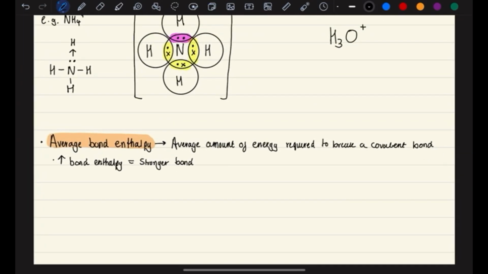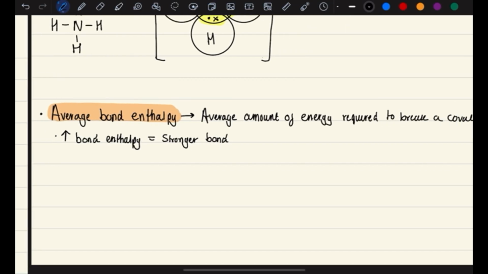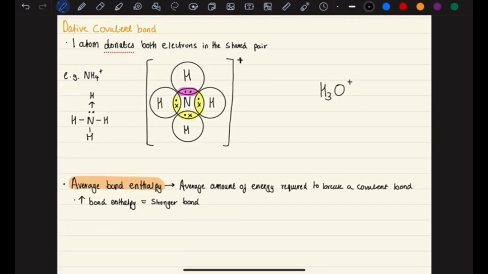And another term we just need to be aware of is the average bond enthalpy. So this is the average amount of energy required to break a covalent bond. And if we have a greater bond enthalpy, there's more energy required to break the bond. It must be a stronger bond. So that's just something that you need to be aware of as well. You will be able to see in questions, they normally will have a table, and on that table you have different bond enthalpies. So it might be a C-H bond or N-H bond, stuff like that. We are going to get into more of that in a later video.